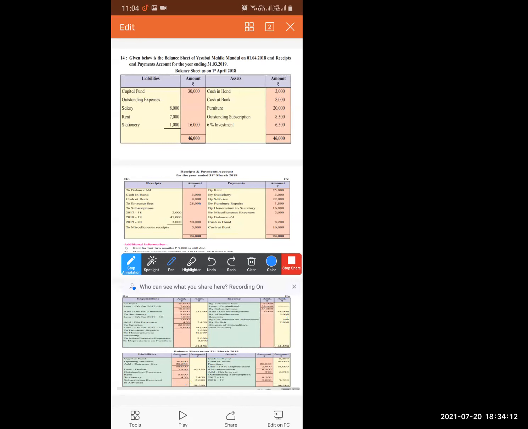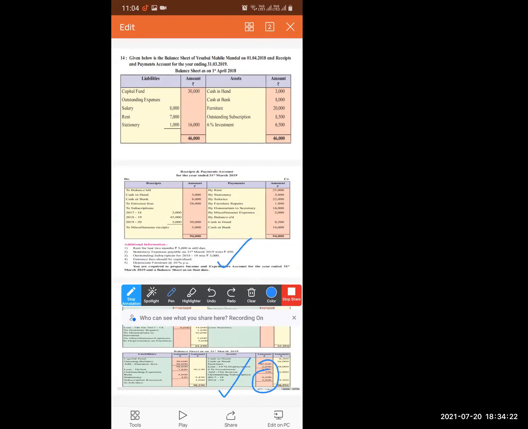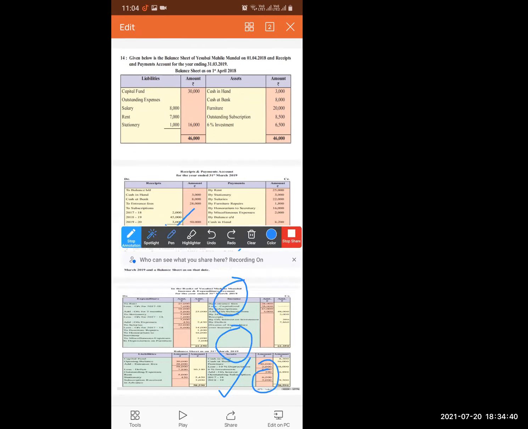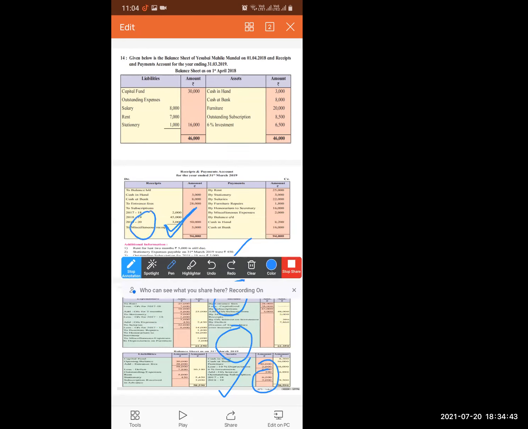Now, one more thing I need to say, students, that the outstanding subscription of 2018 or 19, right? It is given in the adjustment as outstanding, correct? But if you see here, there is an amount of 2019 or 20 also. The balance sheet we have made with the heading is of 2019, that is 2018 to 19. But this 3000 amount is of 2019 to 20, meaning we have received this 3000 in advance. So we will enter this as subscription received in advance, that is 3000.